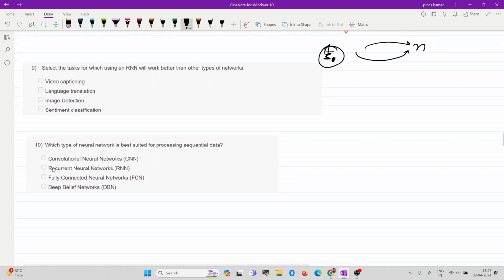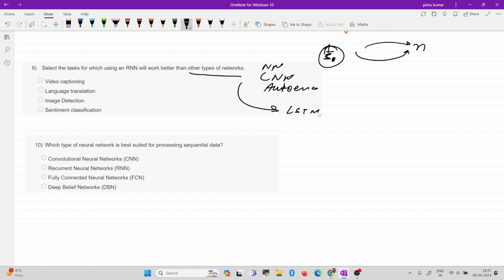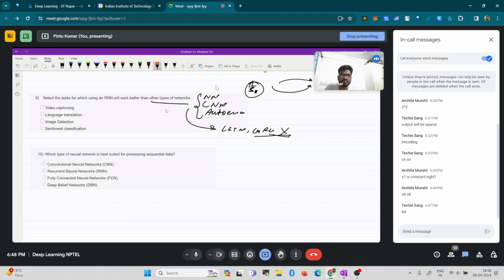So we have some more questions from previous year which are related to RNN. Select the task for which using an RNN will work better than other types of network. When I say other types of network, just consider architectures like normal neural networks, CNN, or autoencoders. Right now, don't consider algorithms like LSTM or GRUs. You just compare it with neural network, CNN, or autoencoders. Somebody says BD, let's say.